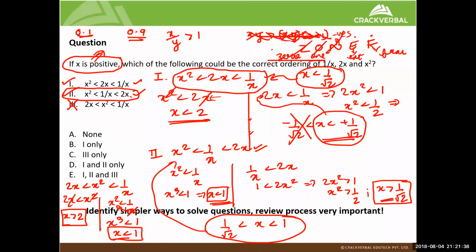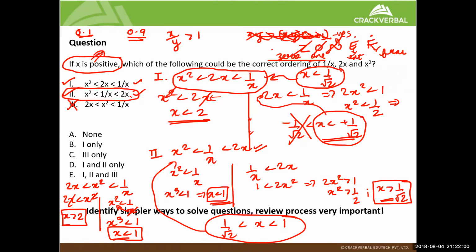If x is 1, you're going to get x square is 1, 2x is 2, and 1 by x is 1, right? You can't have 1 to be less than 1, Preeta. It's not possible, right? You're going to get 1 is less than 1 in all of those, right? So I cannot just plug in 1 there, because it doesn't satisfy that inequality itself.